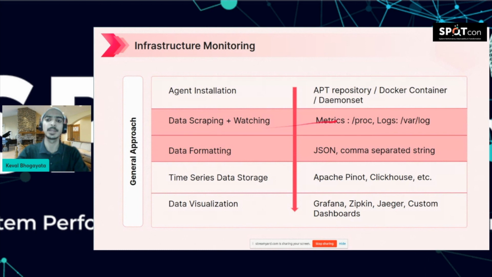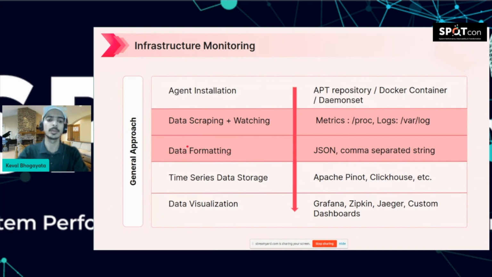So it can be scraping our file systems, it can be reading our logs, it can be reading data from our network. And once the data is scraped, you expect the data to be in a particular format, because if you have a standardized format for your metrics data, then you will be able to make aggregations and you will be able to visualize the data afterwards. So data formatting is also important.